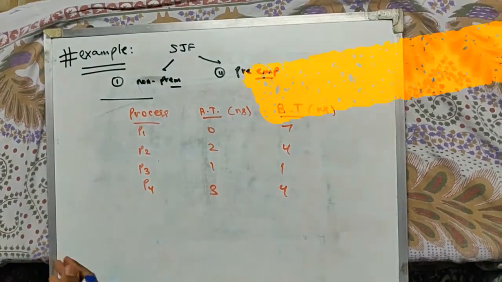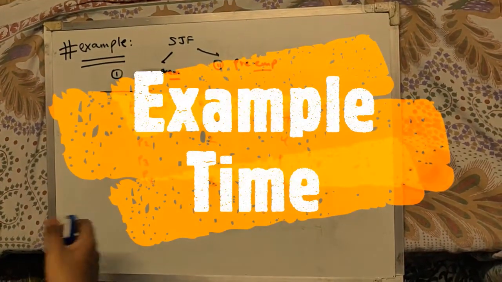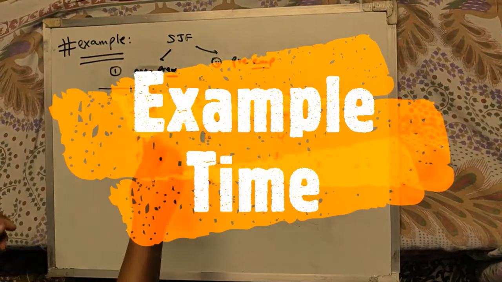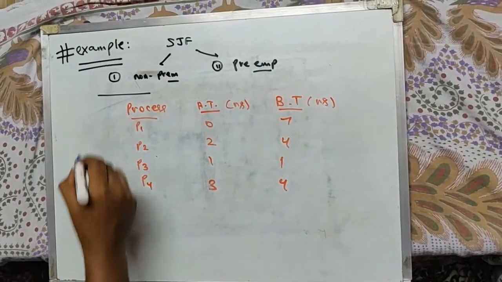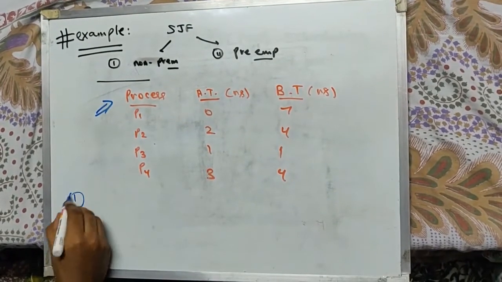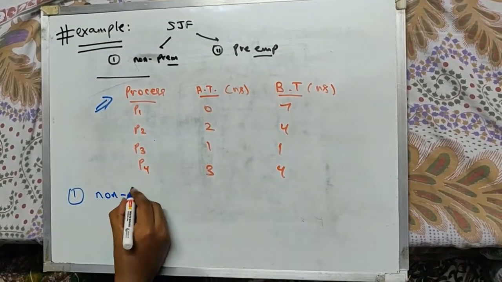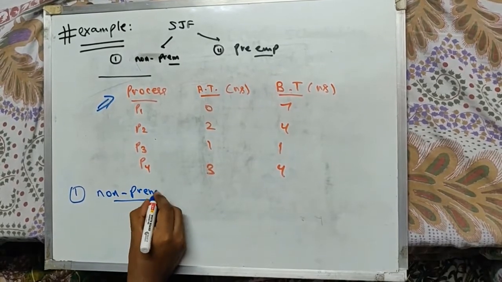So we basically discussed a lot. Let's get to a final example. For the example's sake, we'll take shortest job first because that has both variants. This is the question that we have been given. Let's solve it using the non-preemptive method, that is, the process can't be halted in between.